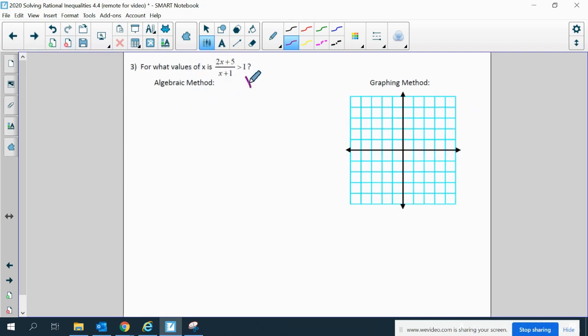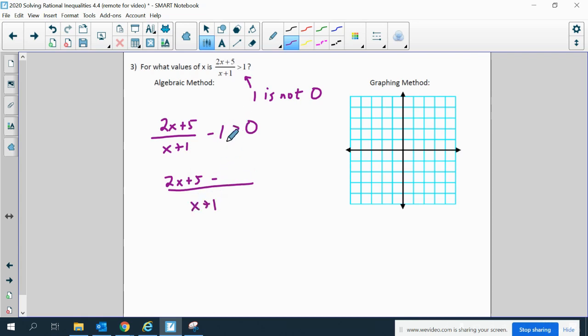Now this one, we have to be a little bit careful because 1 is not 0. So because 1 is not 0, I have to be a little bit more careful here, and I have to subtract 1 from both sides. So I end up with (2x plus 5) over (x plus 1) minus 1 is greater than 0. I can deal with this, but I have to get a common denominator in order to really get anything going here.